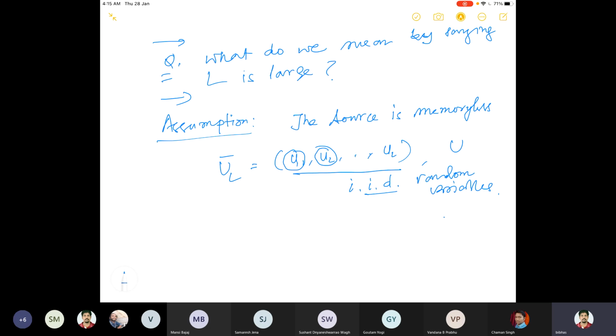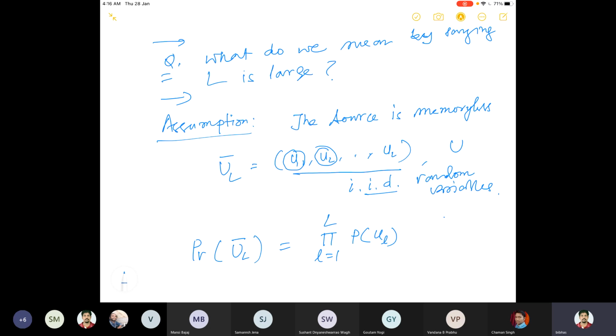Now see what happens if you take this UL, the sequence of source letters. What is the probability of a particular given sequence? Since these are all independent, what should be the probability? It is a sequence of random variables, X1, X2, up to XL, and they're all independent. So this should be the product of the probability of each Ui, for i equal to 1 to capital L.